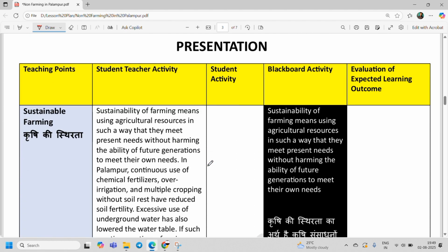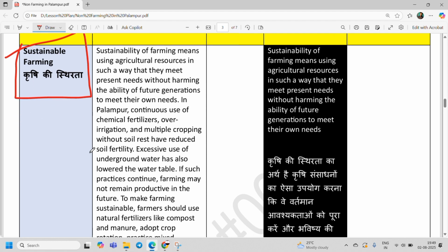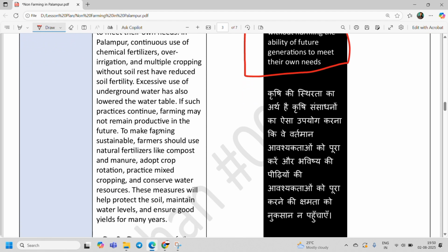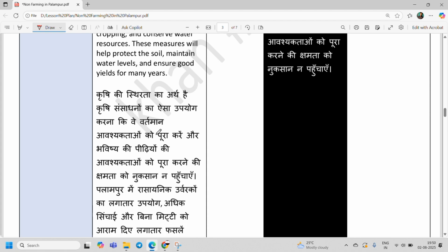Presentation. Now we come to presentation part, where our teaching point will be sustainable farming. First teaching point is sustainable farming, where we discuss about sustainable farming, how to farm sustainably. This is the explanation part. You can use blackboard to write important point on your own. Okay, I have given this point as an important. You can choose your own. This is a discussion explanation of this teaching point. It is also given in Hindi.